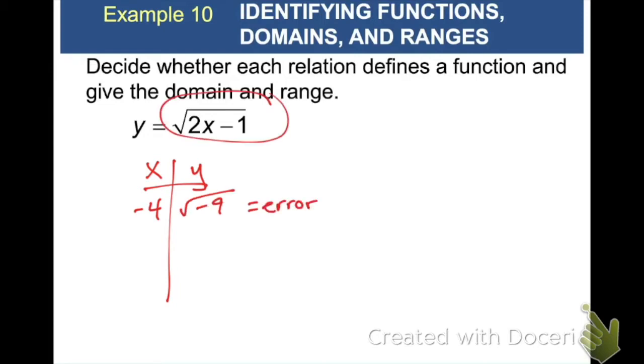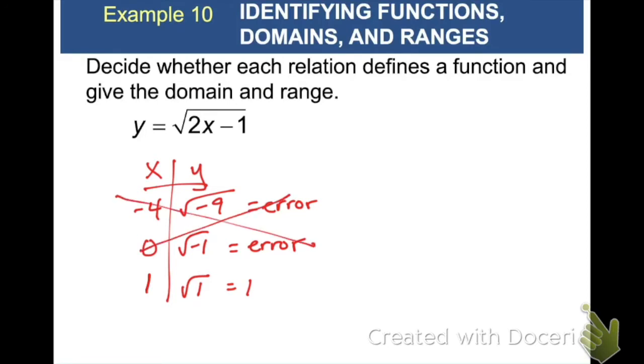If I plug in a negative 4 into this equation, I'll have negative 4 times 2, that's negative 8, minus 1 is negative 9. And when I square root negative 9, I'm not going to get a real solution. Your calculator is going to say error, so that's a problem. I know that negative 4 is not in my domain. So I know my domain is not going to be all real numbers because I keep getting some errors when I make a t-chart. So I think it's easier to look at a graph. If I were you, I would either use my graphing calculator or Desmos.com.